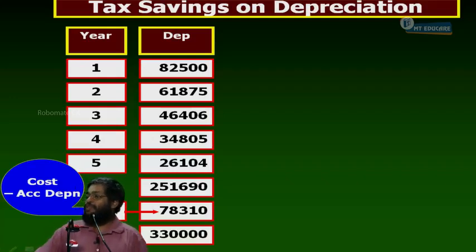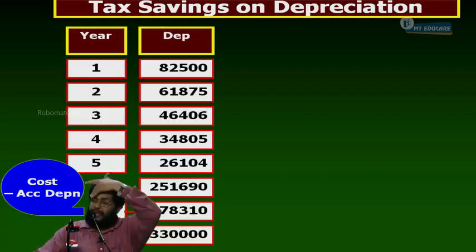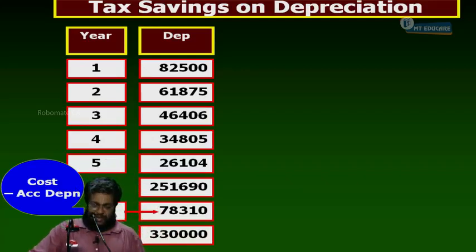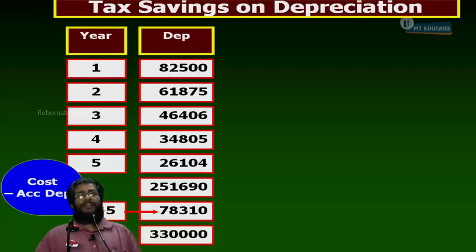Continue writing. 251,690. Again write year 5. Year 5. Cost minus accumulated depreciation 78,310. That should obviously give me the machine value 3,30,000. Machine value 3,30,000. Okay. Everybody, can I proceed or not?